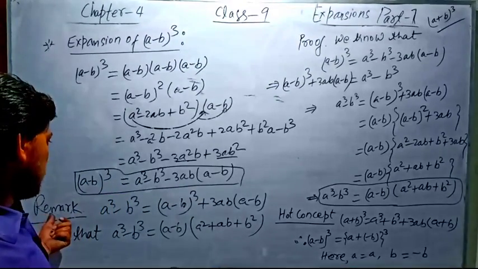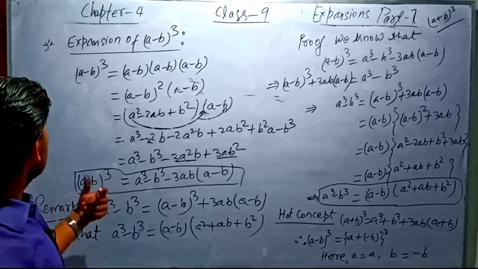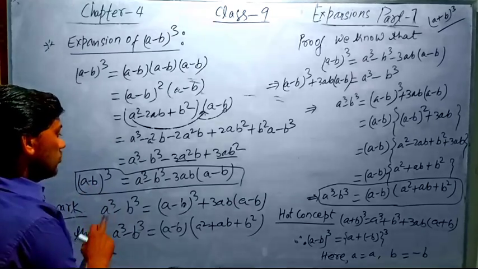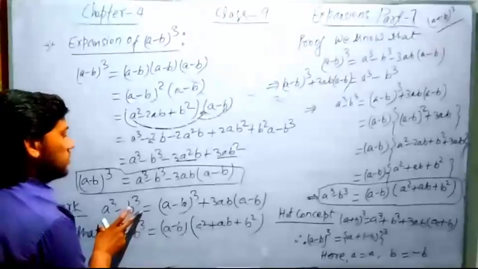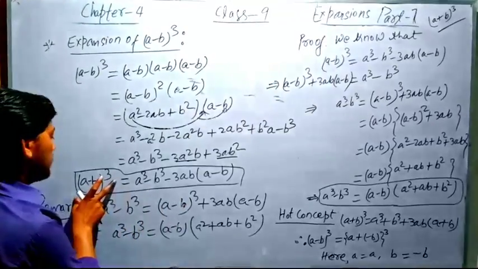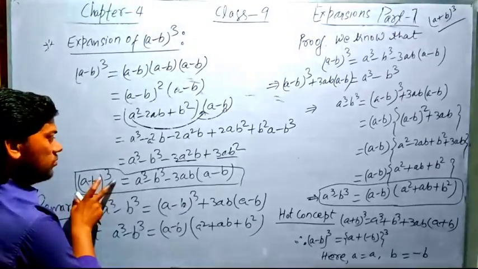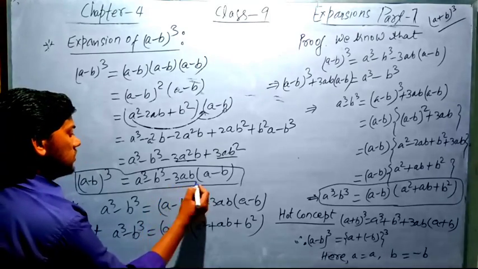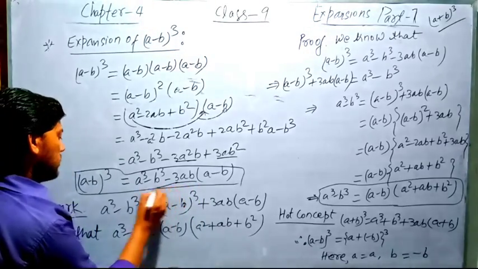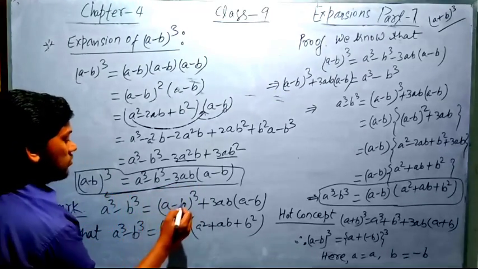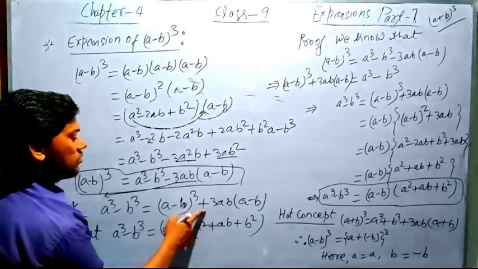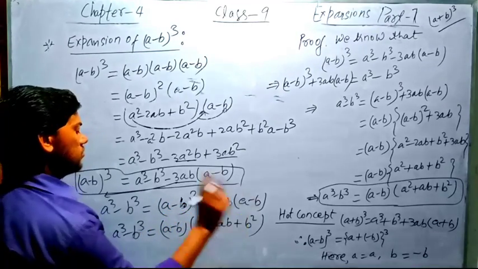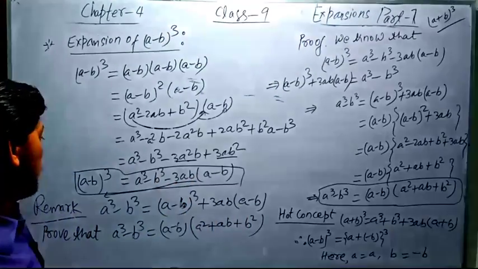Now a remark. a cube minus b cube is equal to (a minus b) to the whole cube plus 3ab into (a minus b). It is in minus, so it will go to the other side as plus. So a cube minus b cube equals (a minus b) to the whole cube plus 3ab into (a minus b).